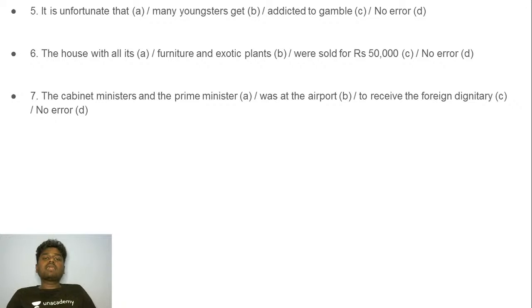So it is unfortunate that many youngsters get addicted to gamble. Is that the right way? If you see here, the error is with option one. What's the fifth one?